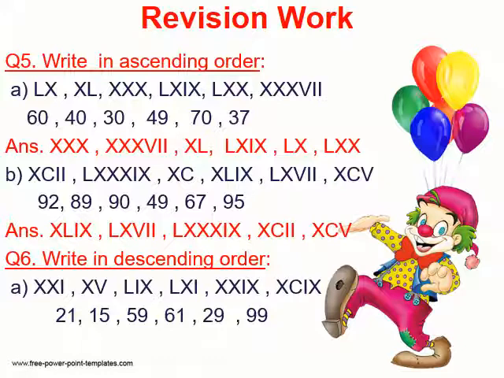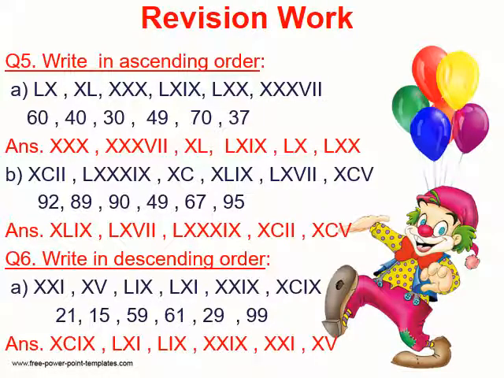Now the largest number among these Roman numerals is XCIX. So how will we write? First we will write XCIX, then LXI, then LIX, then XXIX, then XXI, and in the end XV, which is the smallest Roman numeral.